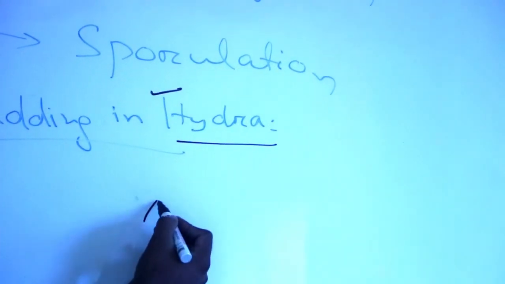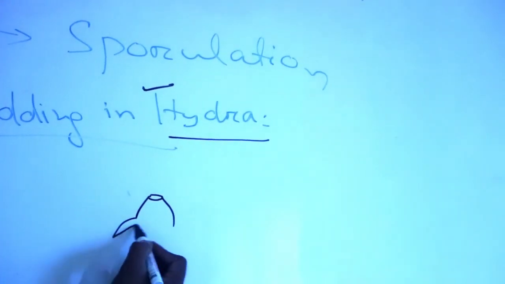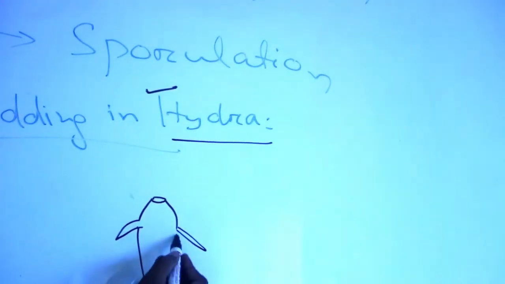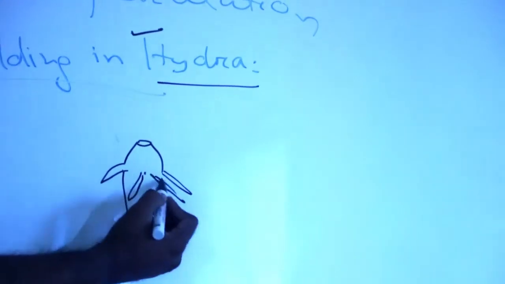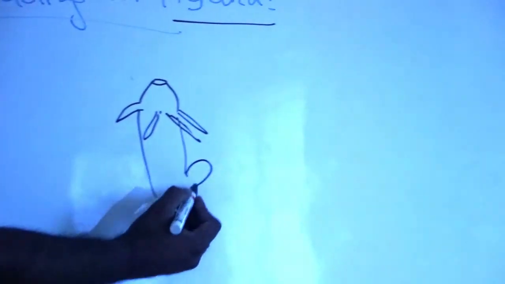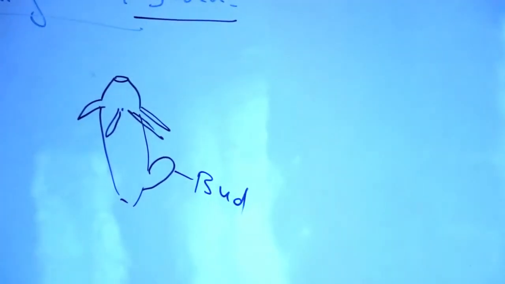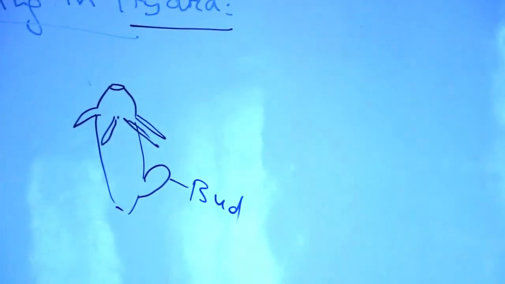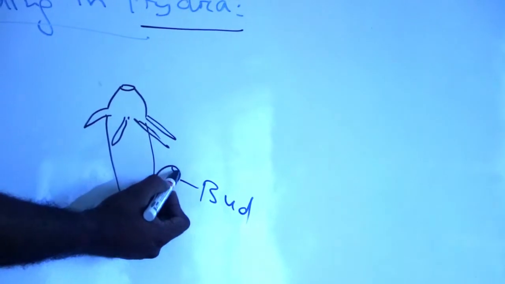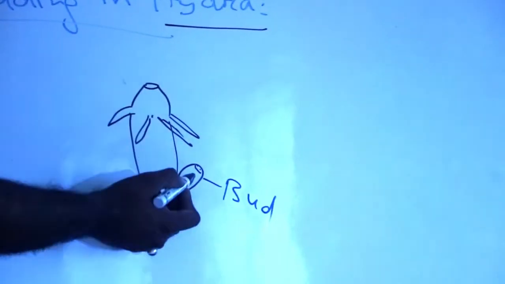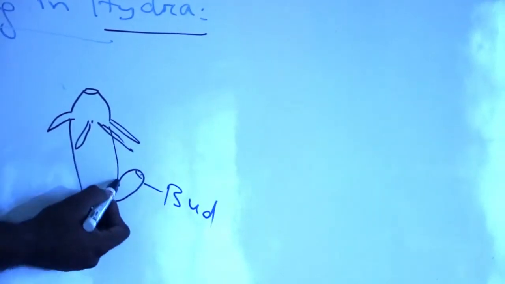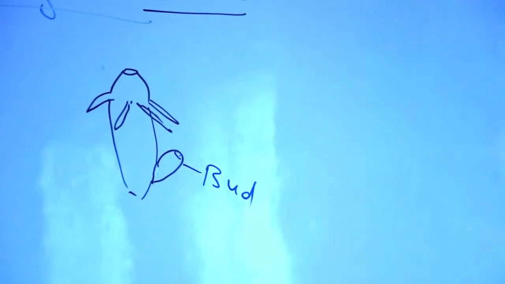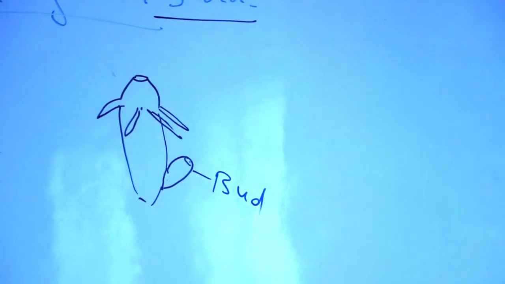So the body of hydra is just like this. It is hydra, a freshwater polyp. During its favorable condition, it produces a small outgrowth. Such an outgrowth is known as a bud. So the bud later on grows to form a new hydra, and then it detaches from the parent body and independently grows and maintains its life.